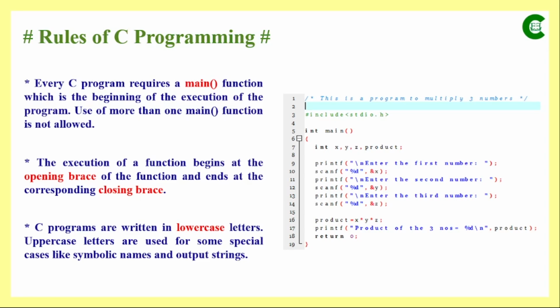Next point is, C programs are written in lowercase letters, meaning in small letters. Uppercase letters can be used for some special cases like symbolic names and output strings. As you can see in this program, the program has been written in lowercase. Suppose we want to print something on the screen, on the terminal, or maybe in output files, there we can use capital letters, and accordingly that has to be written in the program also. And also in the last class we have seen that when we declare symbolic constants, there also we write the constant name using uppercase letters.